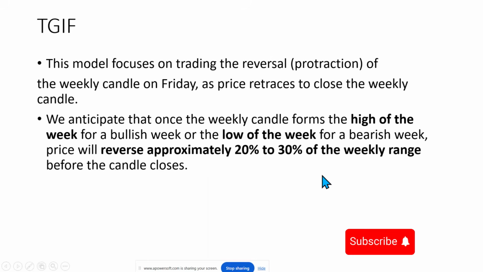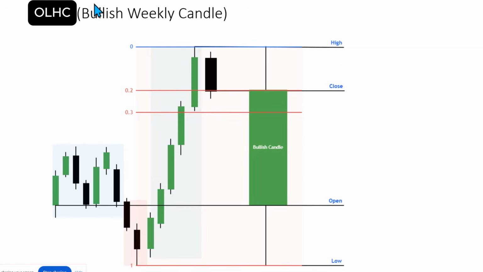So the TGIF model focuses on trading the reversal, which we also call the protraction of the weekly candle on Friday, as price retraces to close the weekly candle. So we anticipate that once the weekly candle forms the high of the week for a bullish week, or low of the week for a bearish week, price will reverse approximately to 20% or 30% of the weekly range before the candle closes. So this is an example of a bullish weekly candle.